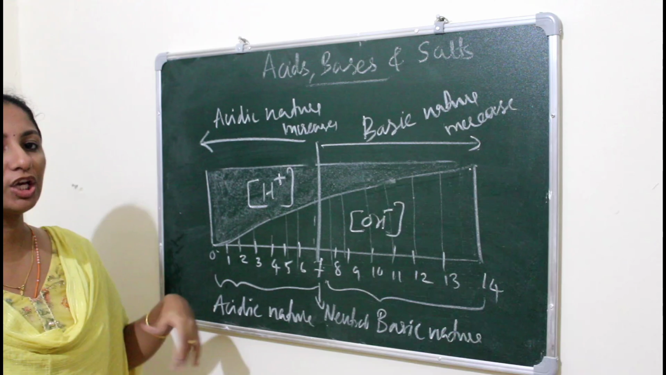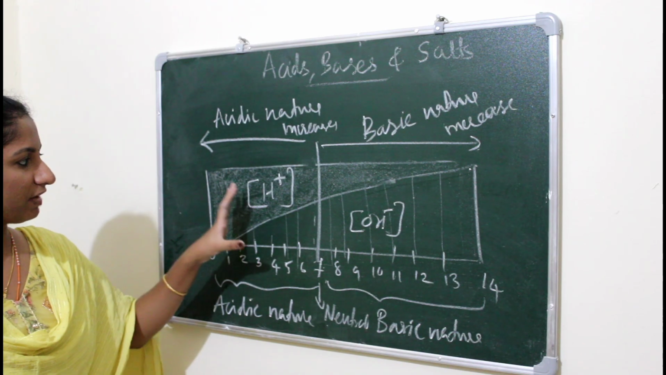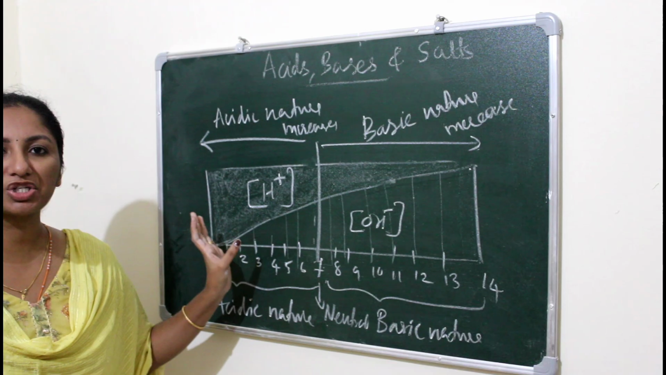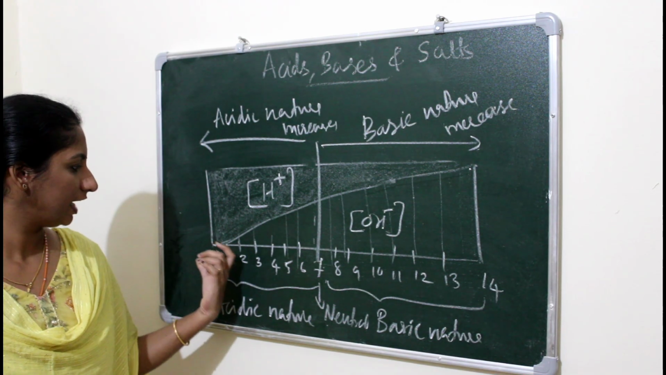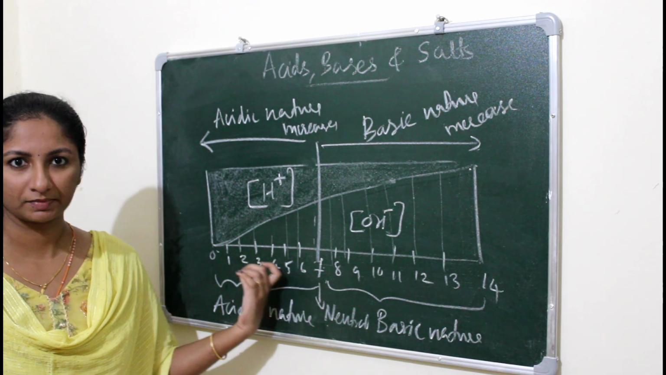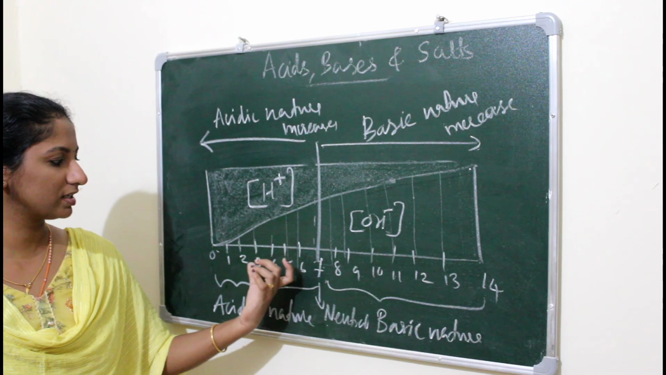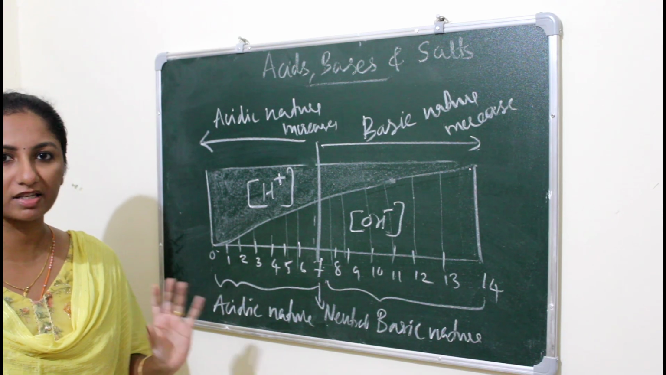Okay, so what is the meaning of this pH scale? Actually, we have said that this pH scale is based on the concentration of H plus ions, and it is indicated by a number. By using this number and the color within this region, we can say whether it is an acidic or basic solution.